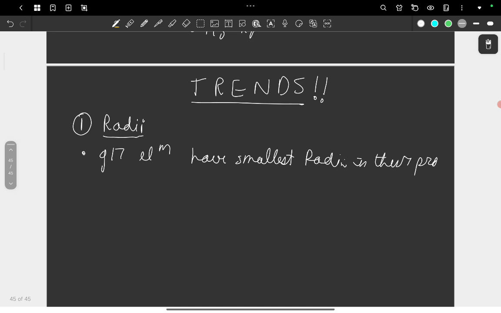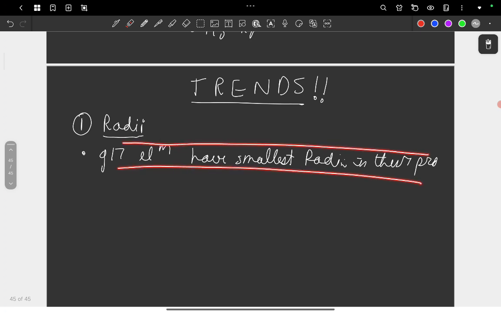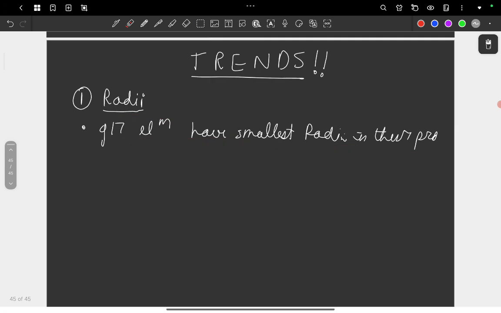You have studied in periodic properties how the atomic radii decreases as we go from left to right. So this is just a mere consequence of that, and they have the smallest radii in the entire period. For example, oxygen is bigger than fluorine, and sulfur is bigger than chlorine. So it is just because of this trend that group 17 elements have the lowest radii in their periods.